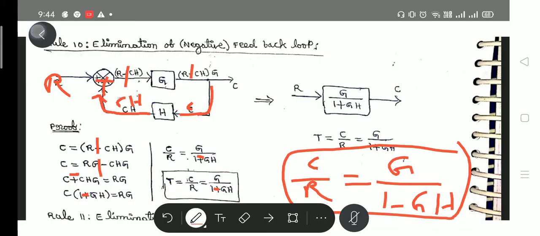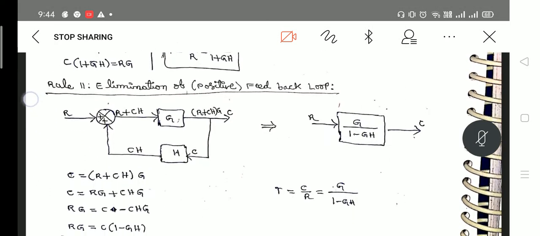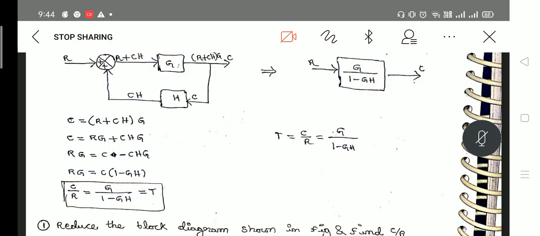Okay, is it clear, all of you? Block diagram reduction rules, all of you clear? All 11 rules.